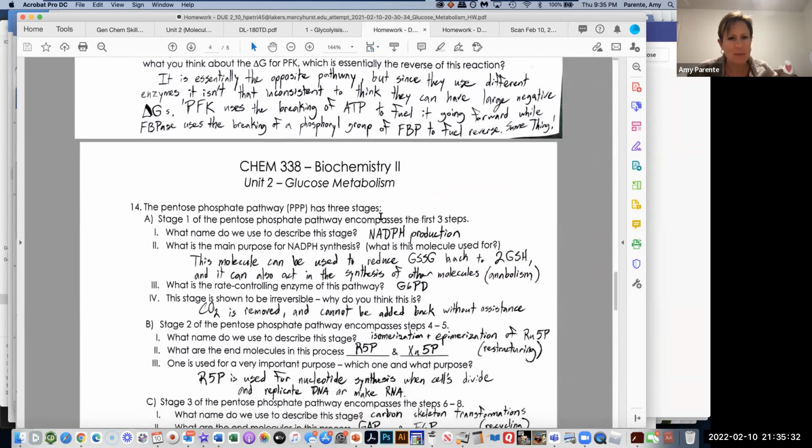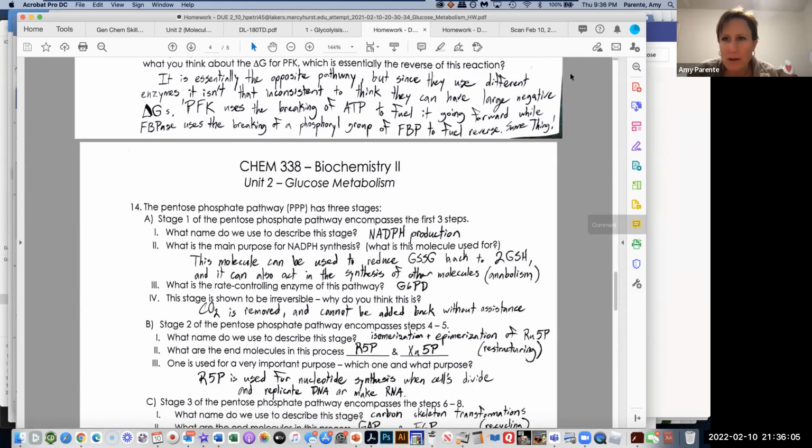All right, pentose phosphate pathway has 3 stages. So for each of these stages, I want you to be able to think about what's happening. So stage 1, if the pentose phosphate pathway encompasses the first 3 steps, what name do we use to describe this stage? We said that was the NADPH production phase or stage. What is the main purpose for NADPH synthesis? This molecule can be used to reduce glutathione in its oxidized form back to glutathione. It can also act in the synthesis of other molecules, anabolism.